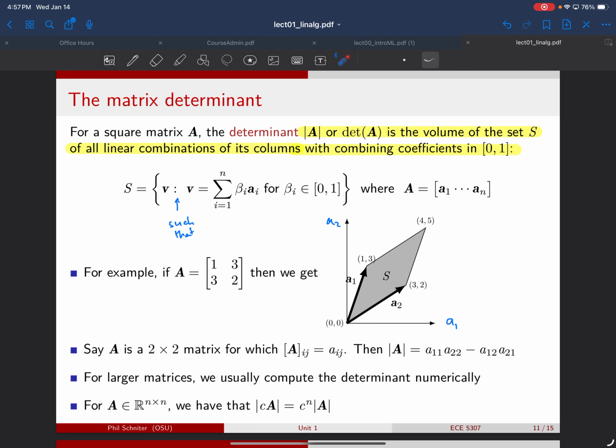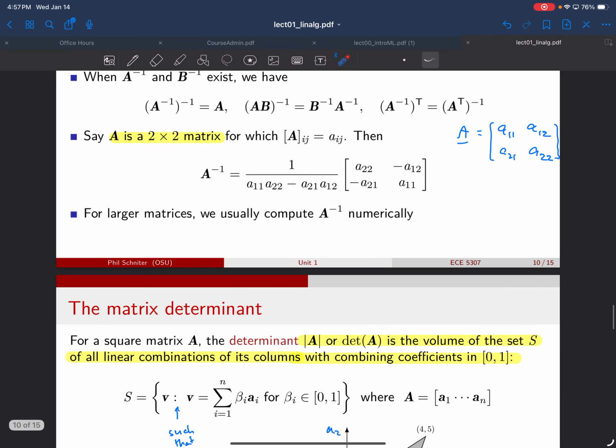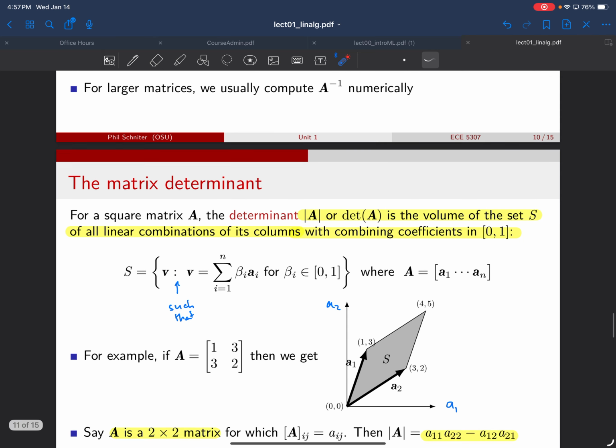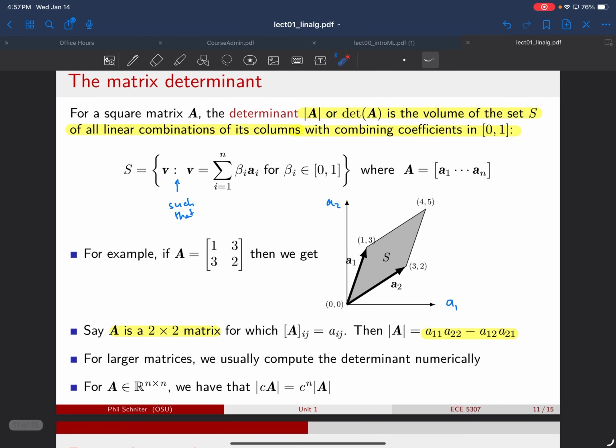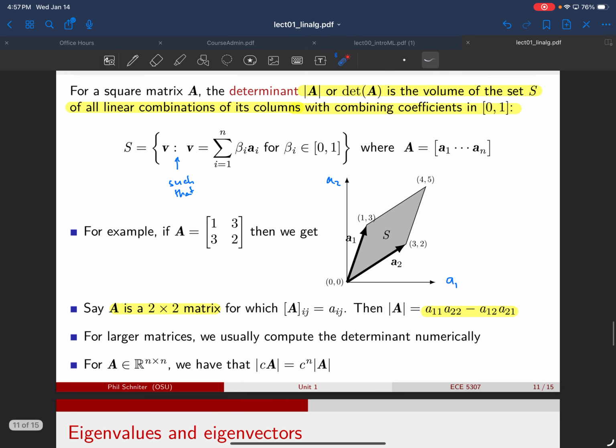If you have a 2 by 2 matrix, the determinant is easy to compute. It has this equation here. And does this look familiar? Where did we see this? The inverse. We saw this in the inverse. It was exactly here. Okay. But for a 3 by 3 matrix or larger, it's a bit more complicated, and so we tend to compute determinants numerically for larger matrices. But sometimes we have to do some simple computations like this.